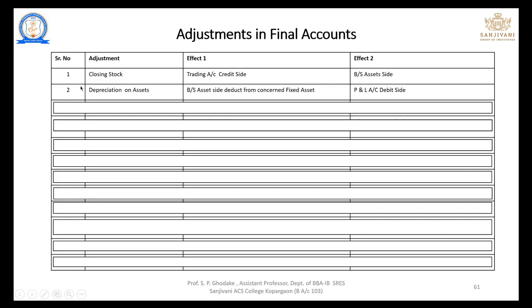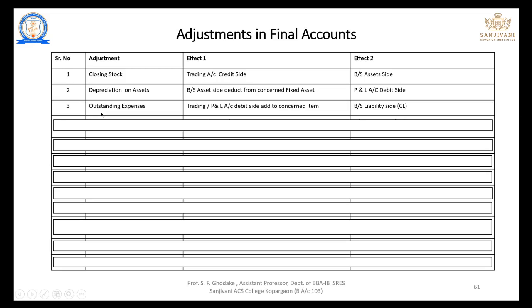Then the second adjustment is depreciation on the fixed assets. Generally depreciation is charged on the respective fixed assets and it will be deducted from the assets on the balance sheet asset side. The second effect: depreciation is a loss, so it will be debited to the profit and loss account. So that was the second effect.